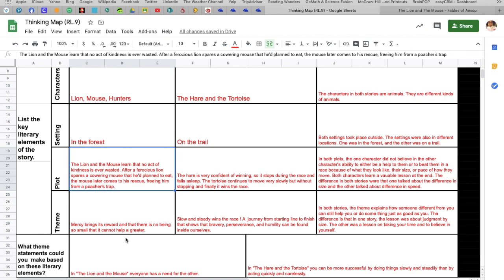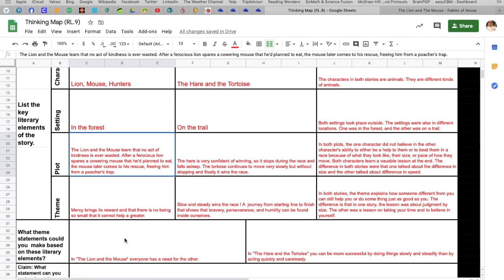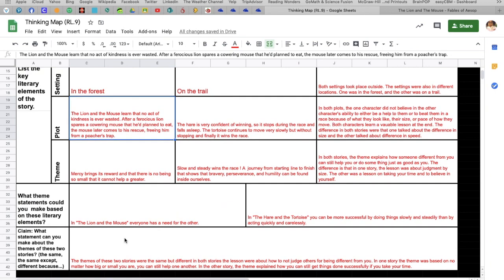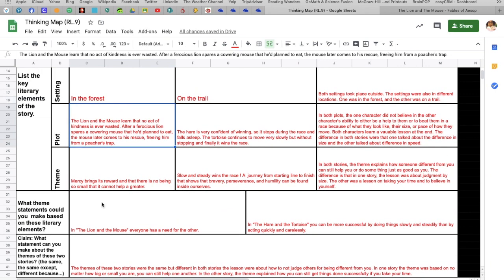Remember, the theme is the message, the lesson that we have learned from these two stories. In The Lion and the Mouse, the theme was mercy brings its reward, and there is no being too small that cannot help a greater. So no matter how big or small you are, you can still help someone else. For the tortoise and the hare, the theme is slow and steady wins the race. A journey from the starting line to finish that shows bravery, perseverance, and humility can be found within yourself.